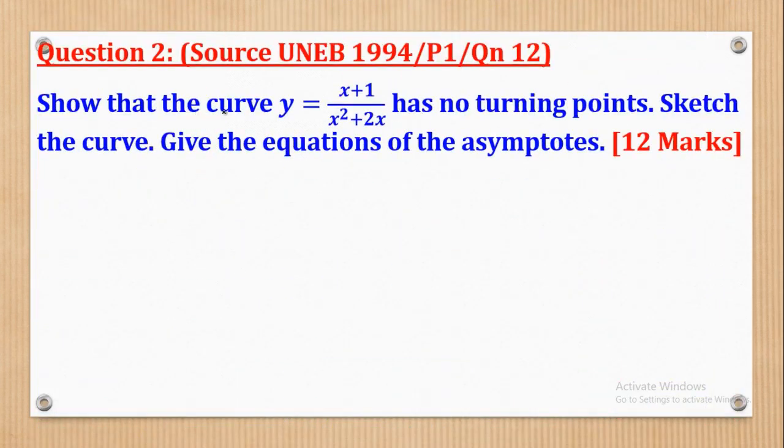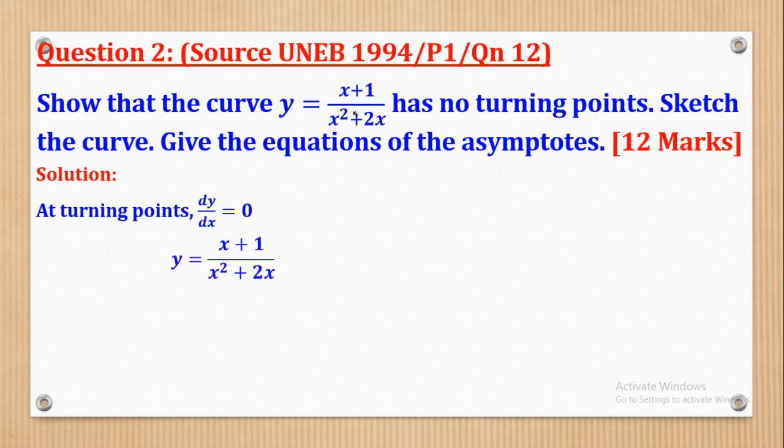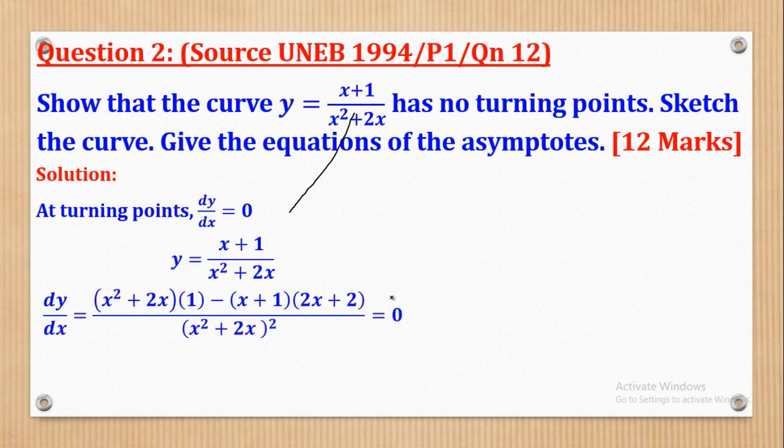Then question 2 says, show that the curve has no turning points. Then sketch the curve. Give the equations of the asymptotes. So like we said, at a turning point, dy/dx is equal to 0. So get the value of y, then differentiate it using the quotient formula and equate it to 0. Then cross multiply to get the numerator equal to 0.